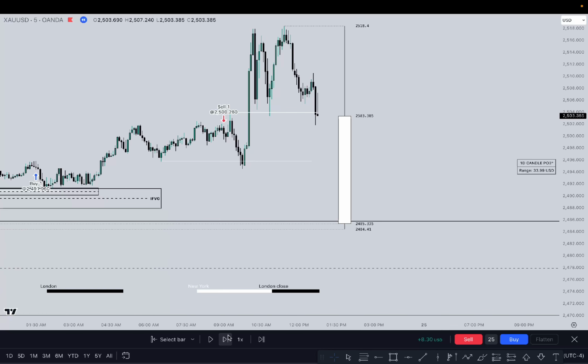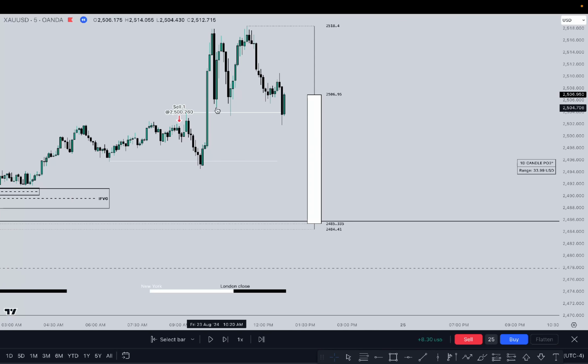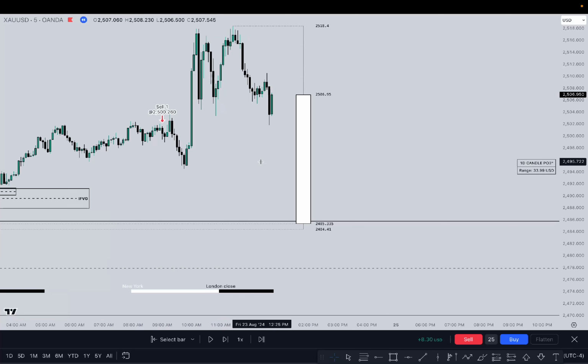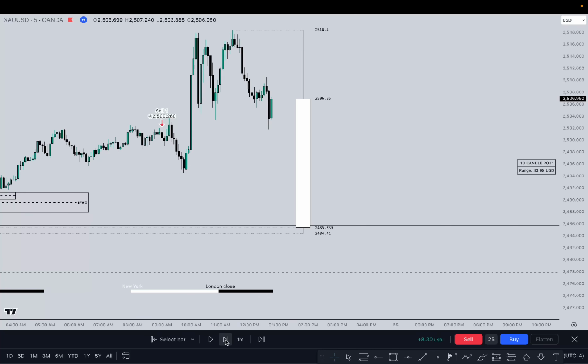Okay, let's see. We're now approaching PM session. We just swept these equal lows right here, and we're filling the rest of this fair value gap that was created during this huge move. Let's see what price does, and maybe if we pull up higher, we might get an order block that we can actually trade.